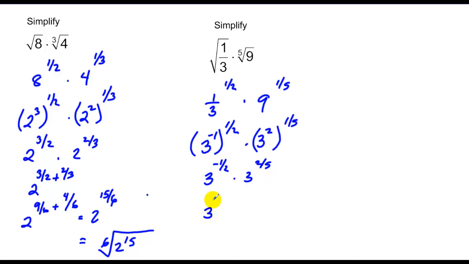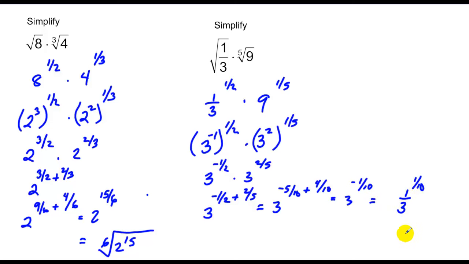We have 3 to the -1/2 plus 2/5. Get a common denominator of 10. So this is 3 to the -5/10 plus 4/10, or 3 to the -1/10. If they don't want negative exponents, that's 1/3 to the 1/10, or the 10th root of 1/3.